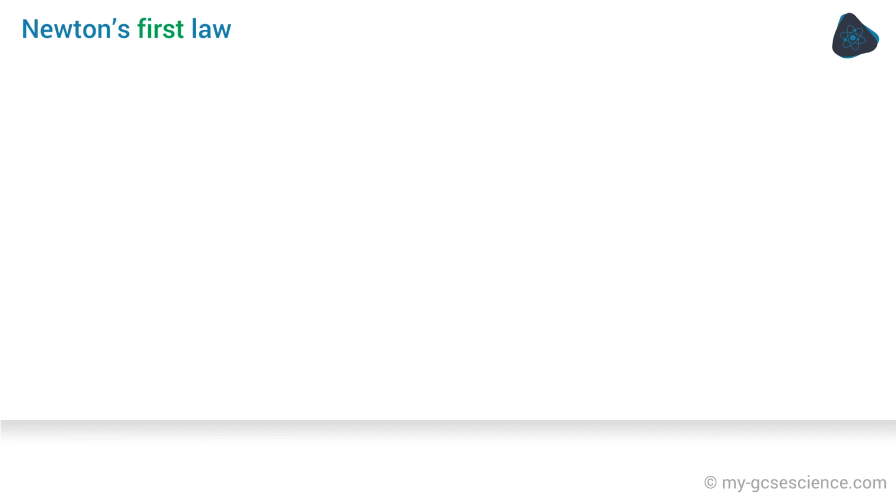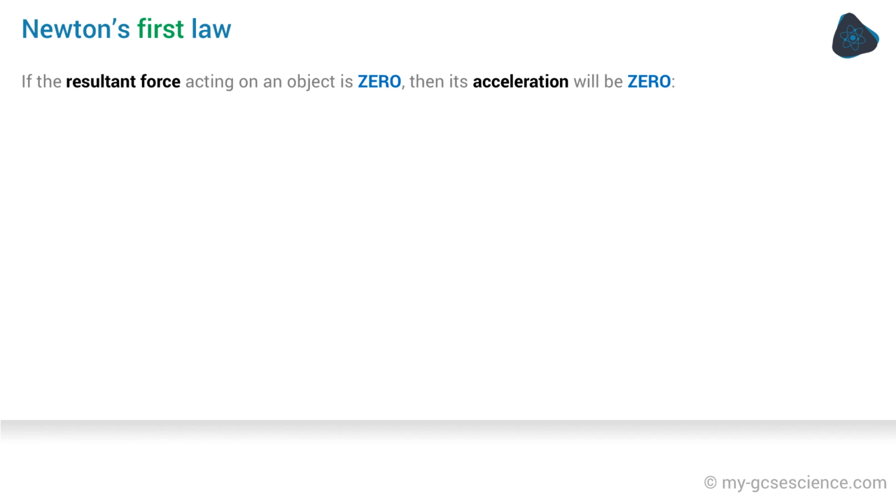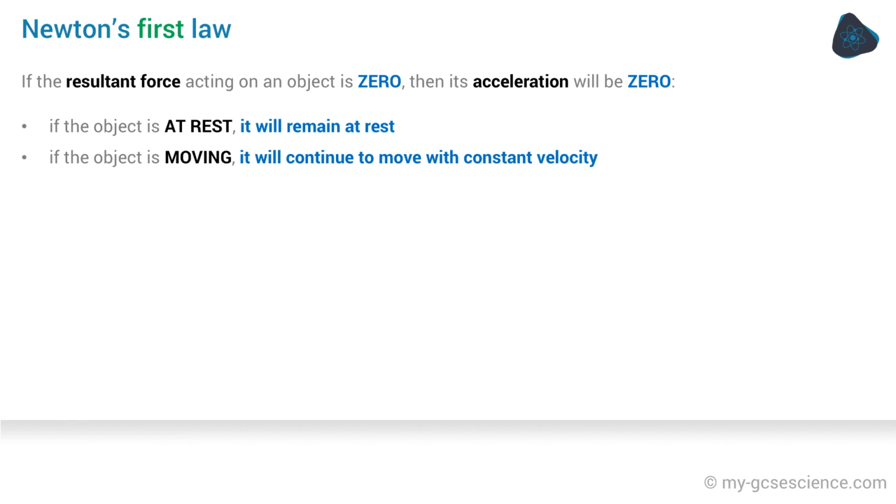Newton's first law states that if the resultant, or the unbalanced force acting on an object, is 0, then its acceleration will be 0 too. What this means is that if the object is at rest, it'll remain at rest, but if it's moving, it'll continue to move with constant velocity. Remember that just means it'll have a constant speed and its direction of motion won't change.